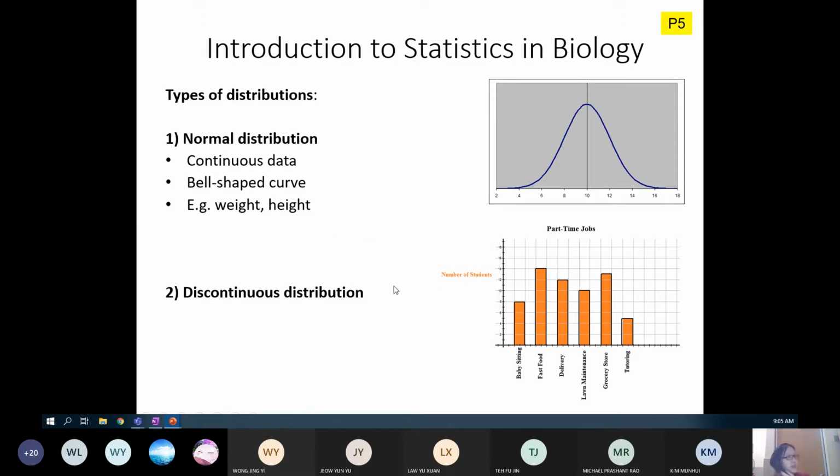But the second kind of distribution we talked about is discontinuous distribution. And this has to do with categories. So this could be qualitative data, or even discontinuous data that we are collecting here. And they're usually not normally distributed, and usually we express it in the form of bar charts.